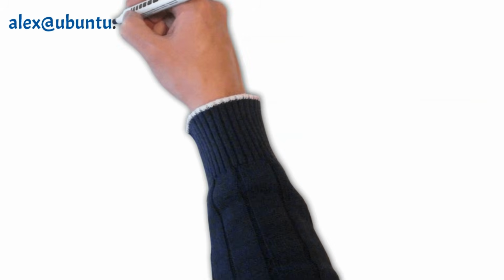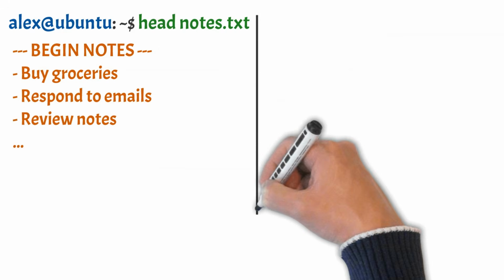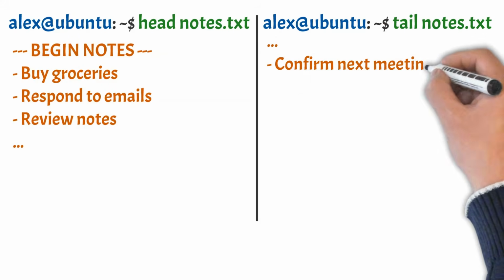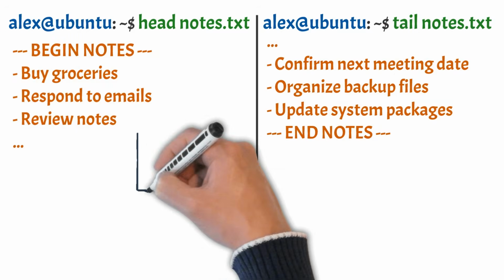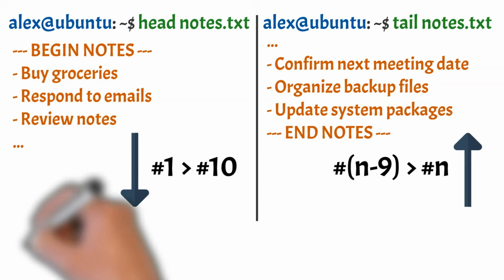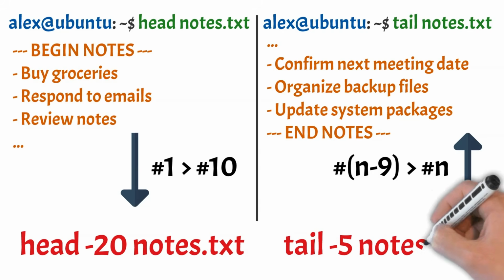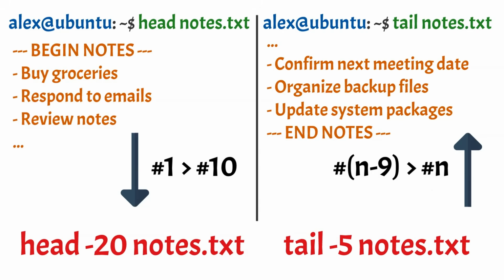Sometimes you only need part of a file. The head command shows the first 10 lines of a given file, while tail shows the last 10. The default is 10, but if you want more or fewer lines, you can specify the exact number of lines you want to display, like this. These tools make it easy to read and navigate files right from the terminal.